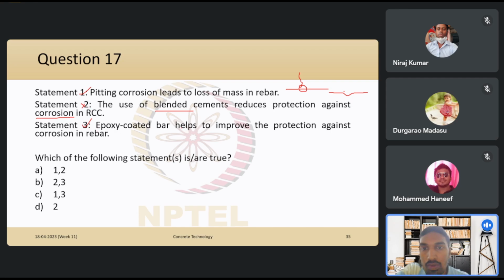Statement 3 is epoxy coated bar helps to improve the protection against corrosion. Again, this we already discussed. One of the strategies is to have better proofing, having a coating that helps you prevent the intrusion of moisture and oxygen. So that will help you prevent corrosion. Therefore, the given statement 3 is true. So out of the three, statements 1 and 3 are correct, 2 is incorrect. So the right option is C, 1 and 3.